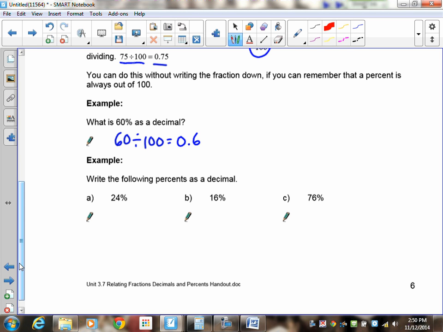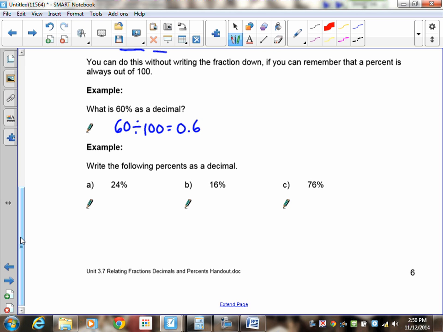Okay, time's up. Let's take a look. I got 24%, so that's 24 divided by 100, and that's equal to 0.24. 16 divided by 100 is equal to 0.16. And 76 divided by 100 is equal to 0.76.